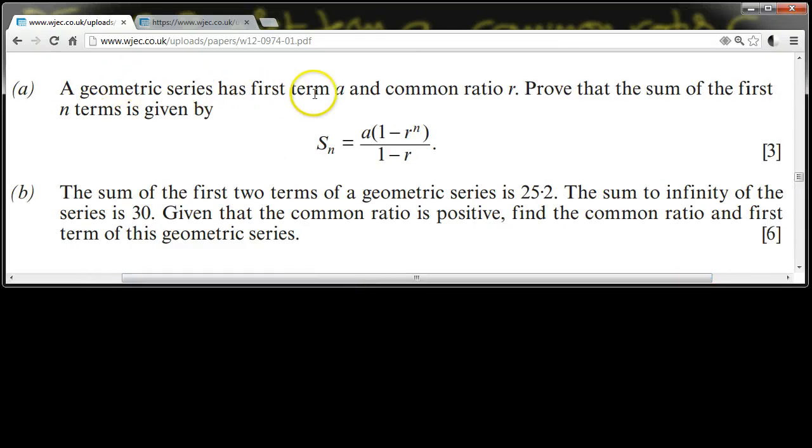A geometric series has first term a and common ratio r. Prove that the sum of the first n terms is given by Sn equals a times bracket 1 minus r to the n, all divided by 1 minus r. The sum of the first two terms of a geometric series is 25.2. The sum to infinity of the series is 30. Given that the common ratio is positive, find the common ratio and first term of this geometric series.